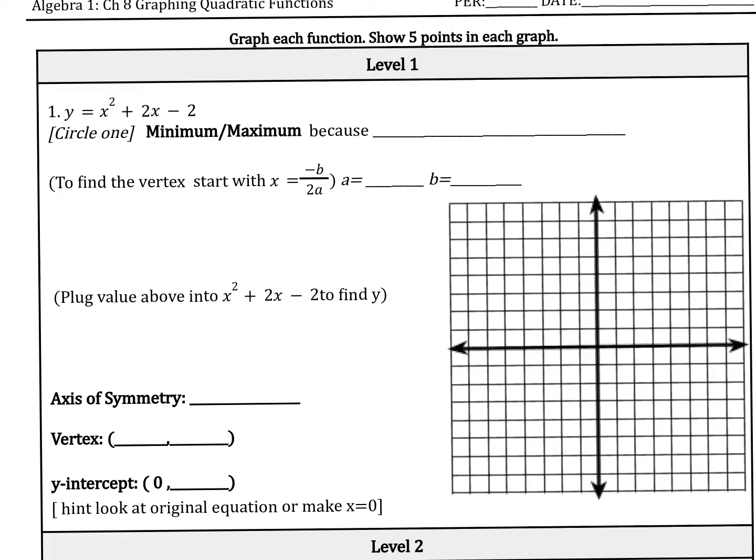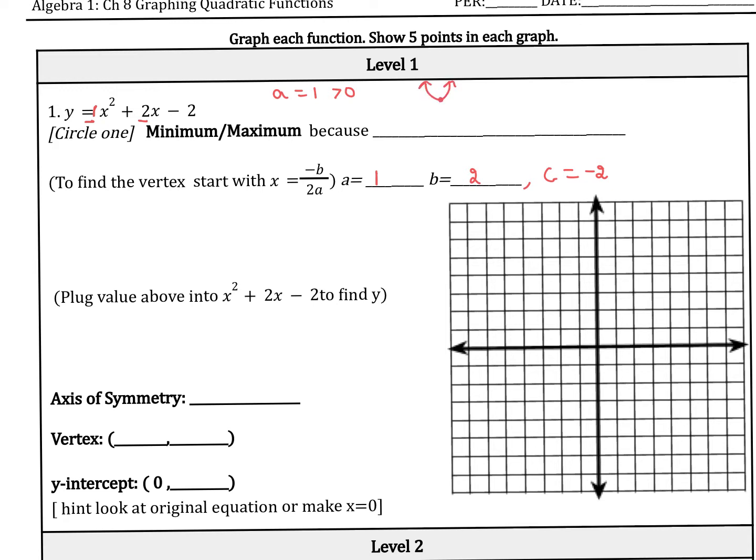So, review for homework 8.4D, level 1, question number 1: y equals x squared plus 2x minus 2. You can also write it with a 1 in the front, so 1x squared plus 2x minus 2. In this case, a is 1, b is 2, and c is negative 2. Since a equals 1, which is greater than 0, the parabola opens up.